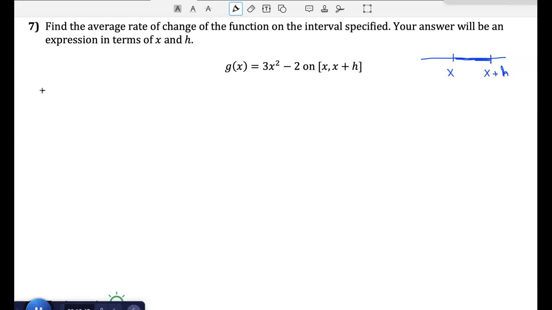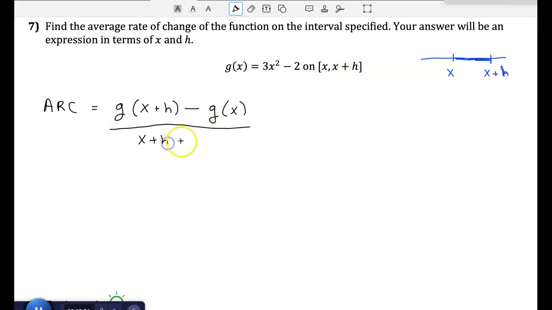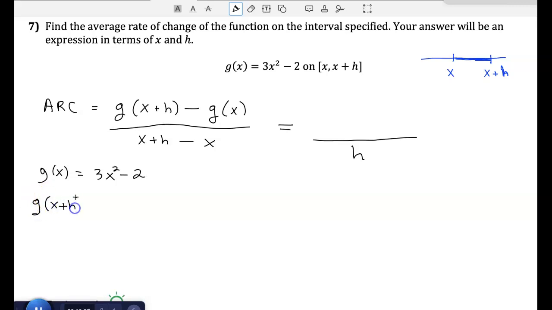So what we're going to do is the average rate of change, right, is going to be g of x plus h minus g of x, all over x plus h minus x, right? And so what we want to do is get each element here. The denominator is kind of easy. It's x plus h minus x. When you subtract x from x plus h, you're just left with h in the bottom, right? And we know what g of x is, right? G of x is easy. That's just given to us. It's 3x squared minus 2. But g of x plus h is something different that we have to compute.